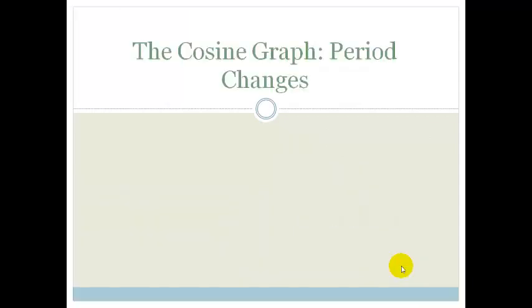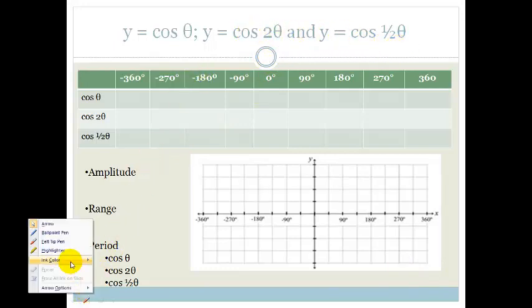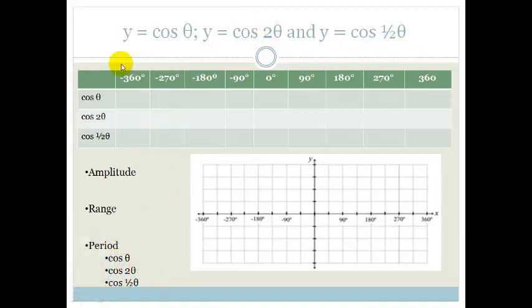In this lesson, we're going to be looking at the period changes in your cosine graph. Again, we're going to be looking at cos theta, cos 2 theta, and cos a half theta to see what these numbers do to our cos graph. So first, let me get out my little pen. The first thing we're going to do is plot the basic cos theta graph.